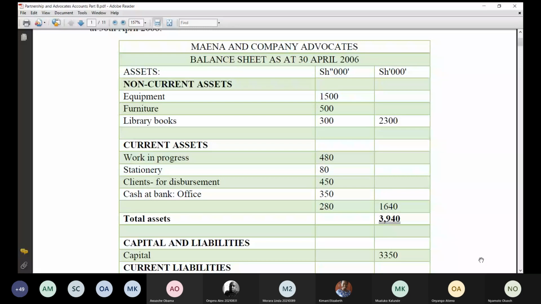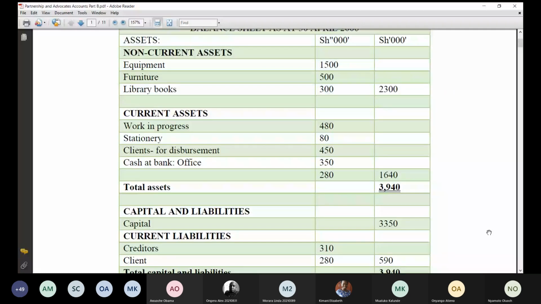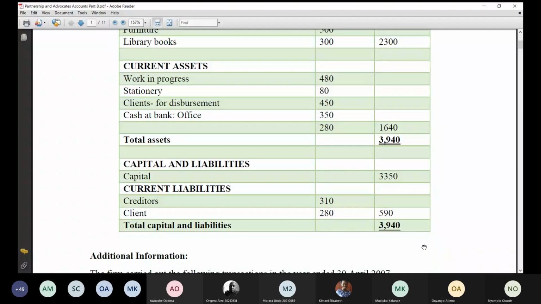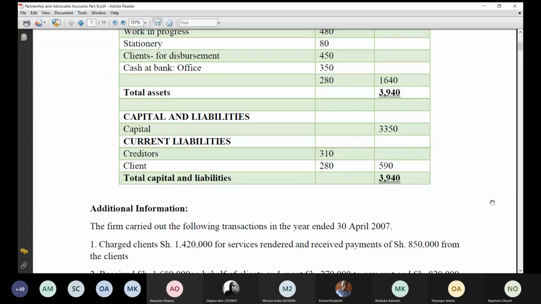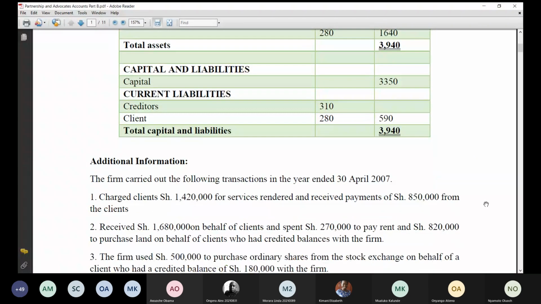Adjust that 280 to mean clients because we are going to bring those balances down. So then total assets is 3.94. His capital is 3.3. And the creditors are at 310. And the client account at 280, total 590. The balance sheet is balancing at 3.9. I again reiterate that this is a balance sheet. We've been looking at trial balances, so don't confuse.